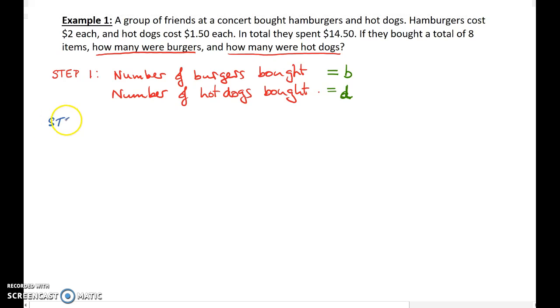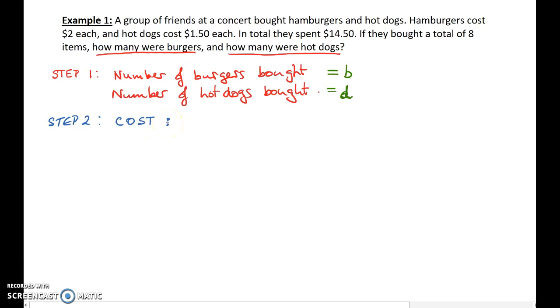Okay, so step 2 is next. And step 2, if you refer back to your notes, says use the information given in the question to write down two equations that each involve both variables. Very often, but not always, each sentence in the problem can be turned into an equation. So if we look, the first sentence is just introducing the problem, but the second sentence, hamburgers cost $2 each and hot dogs cost $1.50 each, tells you that there's some equation that you can make that has to do with cost.